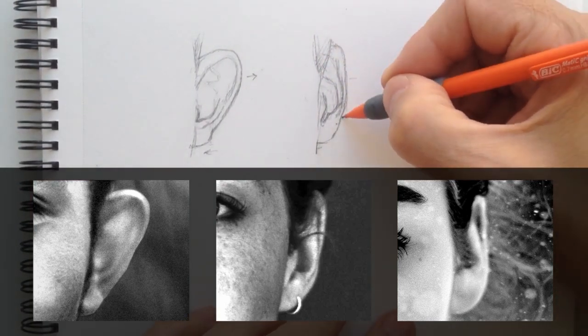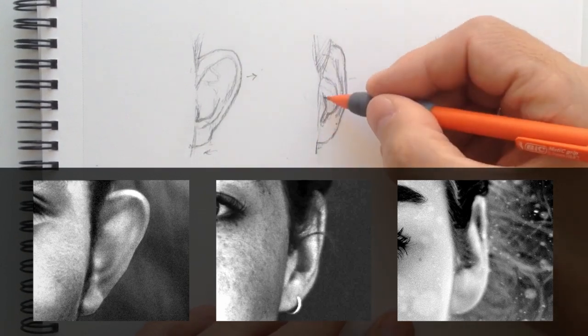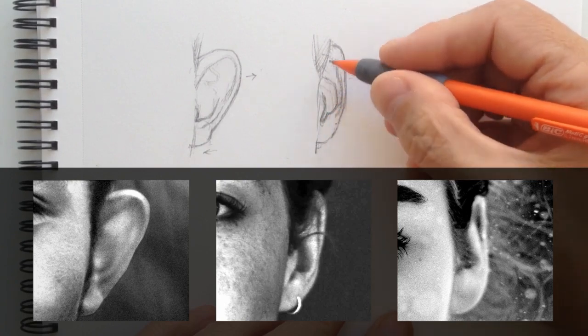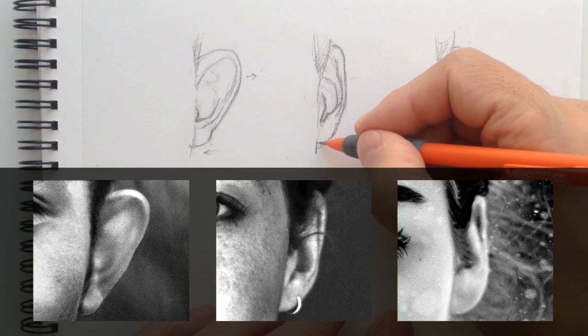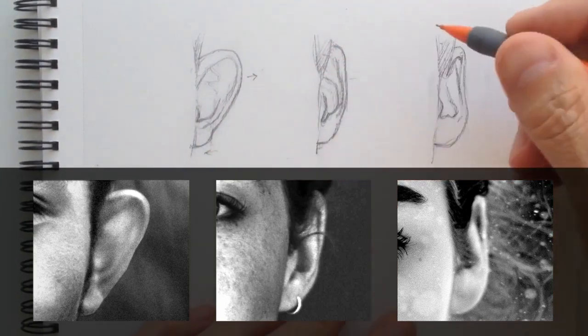Bottom middle example. The ear is pressed to the skull, elongated vertically. The intertragic notch is very narrow. The earlobe is attached to the lower jaw at a right angle.